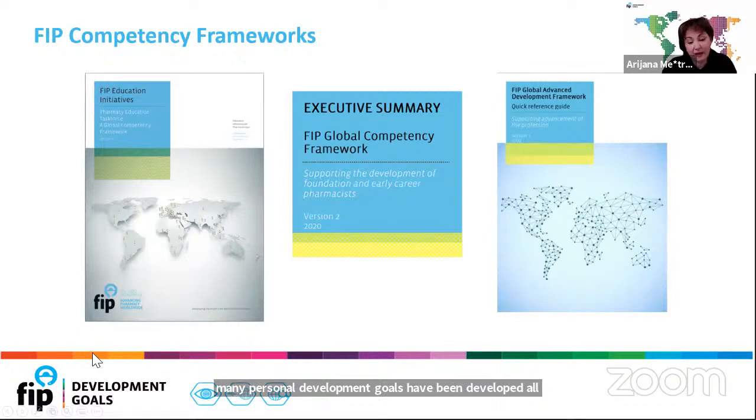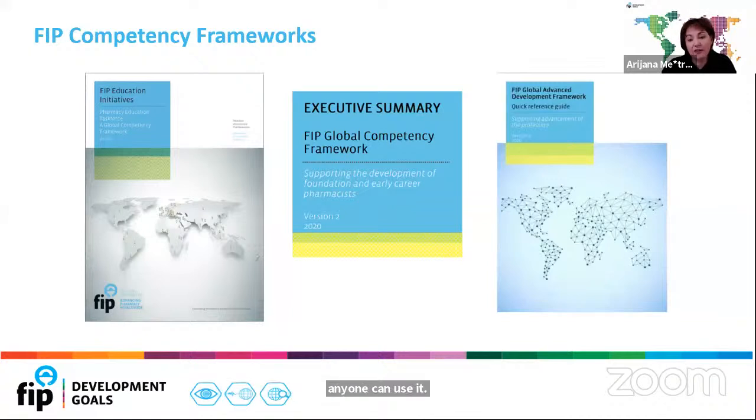Then in 2020, we also published in FIP version 2 of this document, which includes more modern competencies such as emergency response, vaccinations, working in collaborative teams, and special pandemic issues like we are facing now. And it's still developing. It will be coming with new instructions and new paragraphs so anyone can use it.